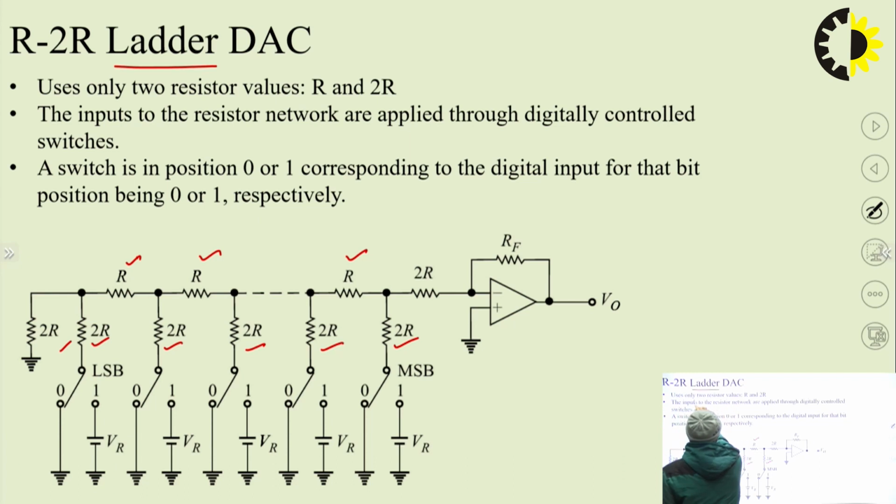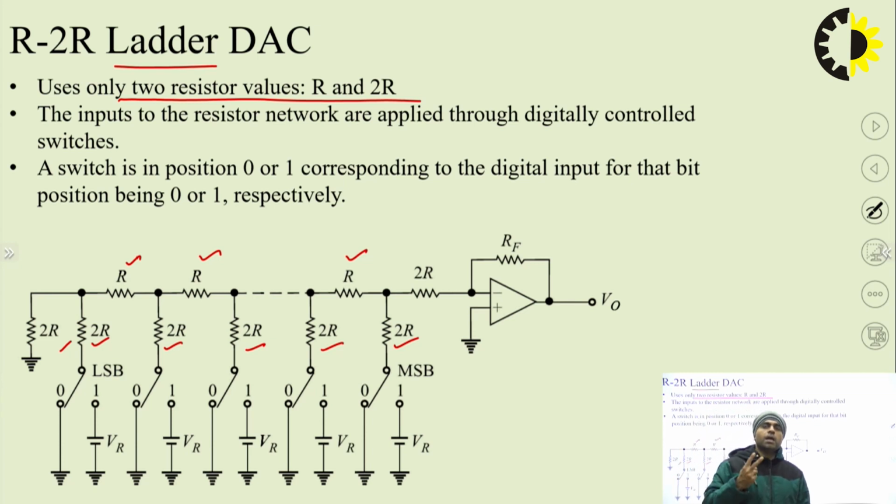So the best part of this is we are not going to use a wide range of resistor values. We are going to use only 2 values of resistances. That means we can design this R to 2R converter using any 2 resistances in which one of them is R and the second one is 2R. That means I can design this complete structure using 1 kilo ohm and 2 kilo ohm resistances, which is quite an easy task to fabricate.